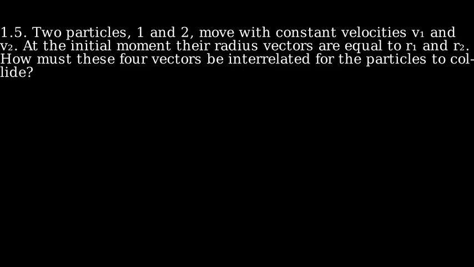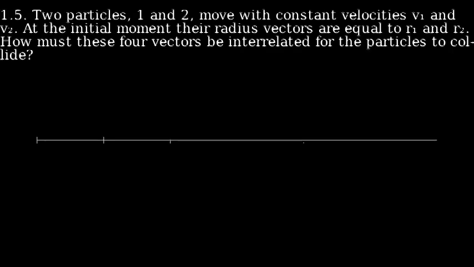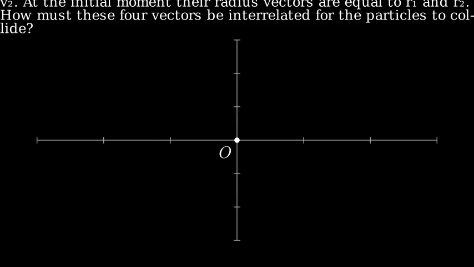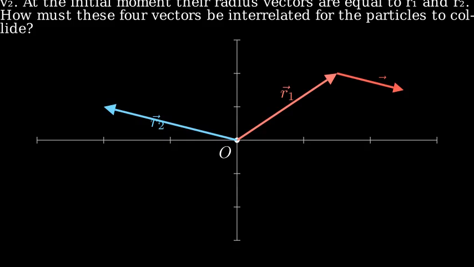To solve this problem, we need to determine when the positions of the two particles will be the same at some time t. Let's start by visualizing this situation with a diagram. Let's represent the initial position of particle 1 with radius vector r1, and the initial position of particle 2 with radius vector r2. Particle 1 moves with constant velocity v1, and particle 2 moves with constant velocity v2. These dots represent our particles.